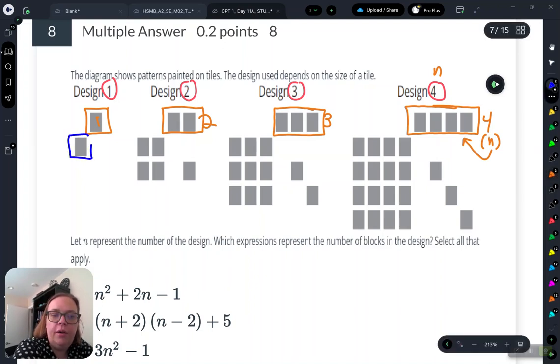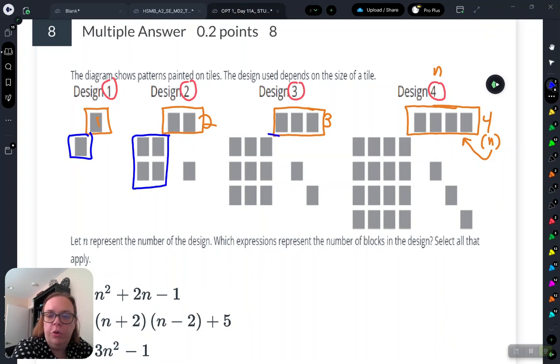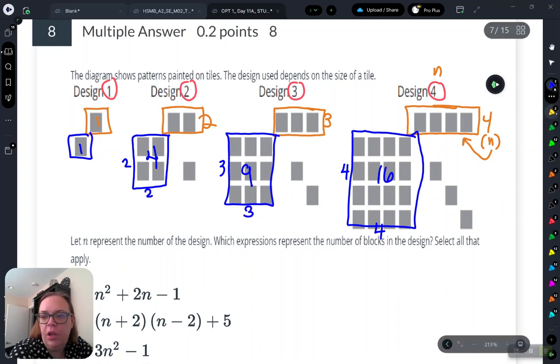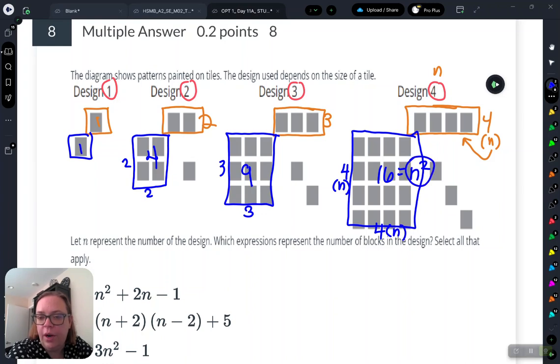Let's group together the square and see how that applies. Okay. This is 1. This is a 2 by 2, which gives you 4. This is a 3 by 3, which gives you 9. This is a 4 by 4, which gives you 16. And when you start to attach to the design number, you can see that the design number is basically being squared. So this is essentially n squared. This is n, the design number. This is n squared. So far I have an n squared plus an n.